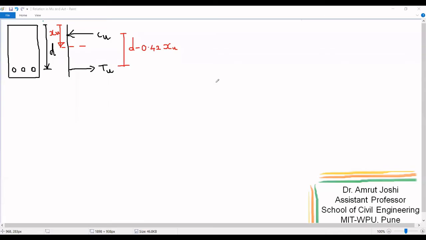Hello viewers, today we are going to do an interesting exercise. We will try and derive the relationship between moment of resistance of a section and area of steel required on tension side for an under reinforced and singly reinforced section. So please keep in mind the relation that we are going to derive today is applicable only and only to under reinforced and singly reinforced section.